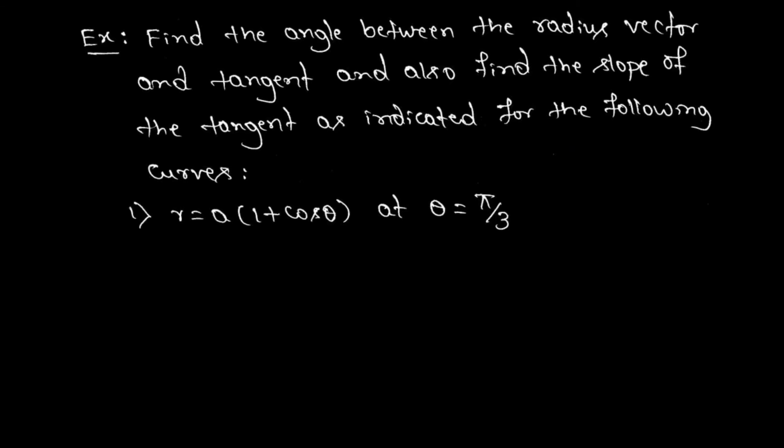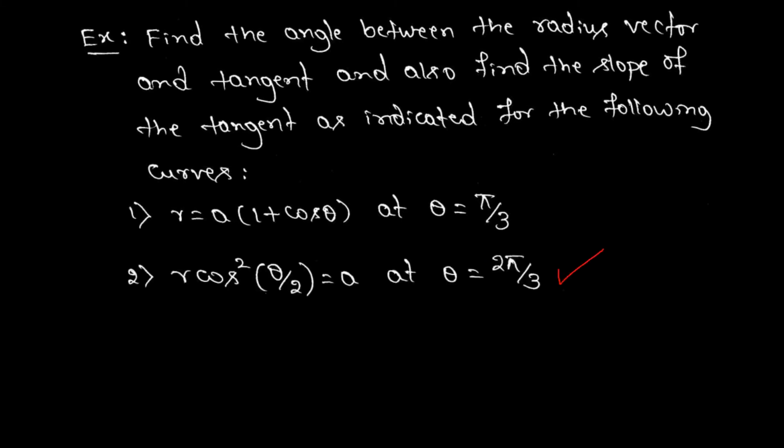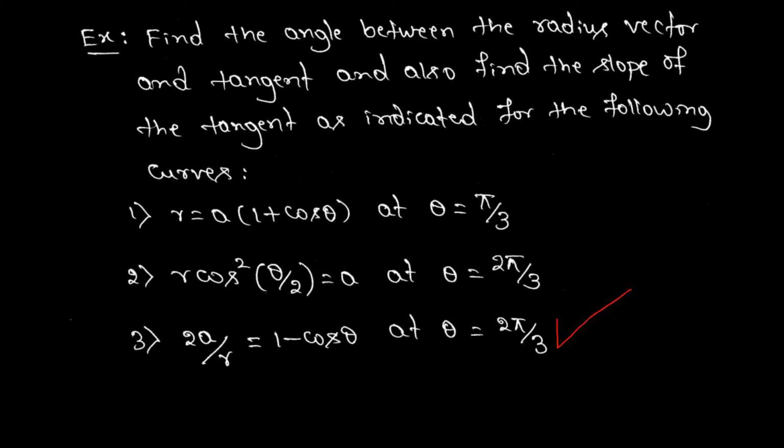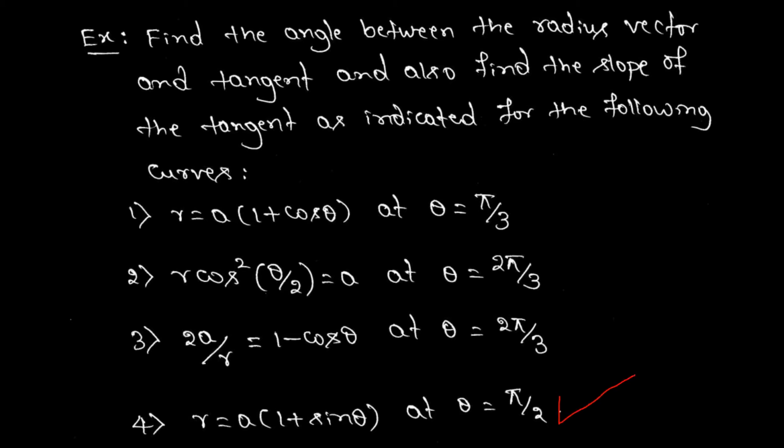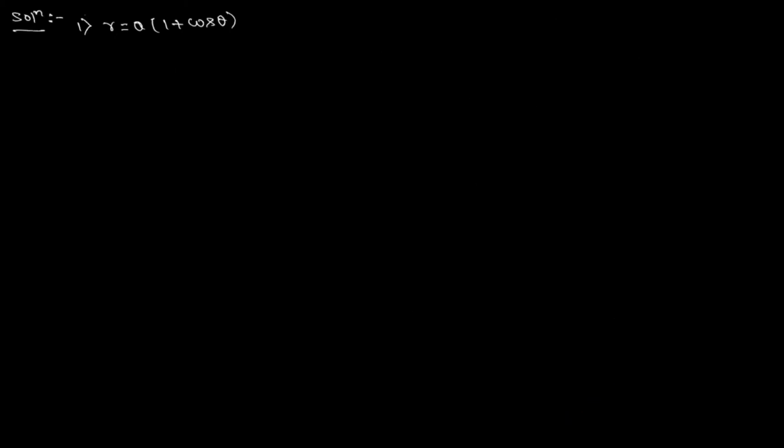Let us take up the first curve. r is equal to a into 1 plus cos theta at theta is equal to pi by 3. Second curve is this and the third curve is this. Fourth curve here. Let us take the first sub question. r is equal to a into 1 plus cos theta.